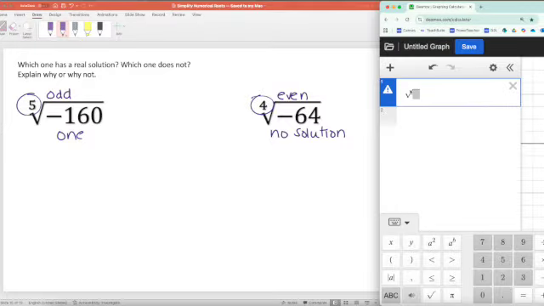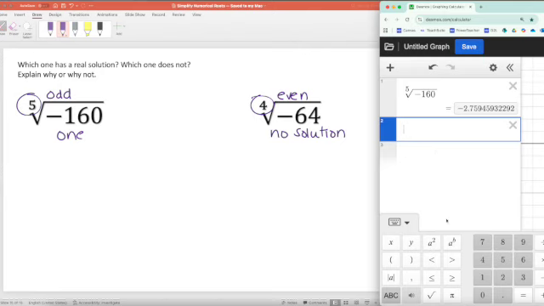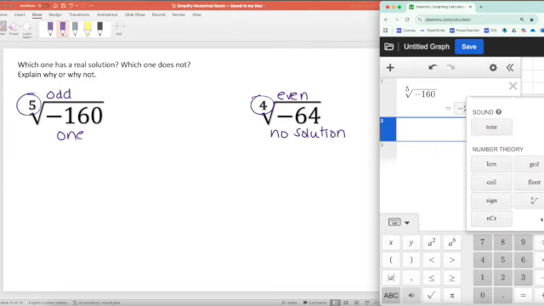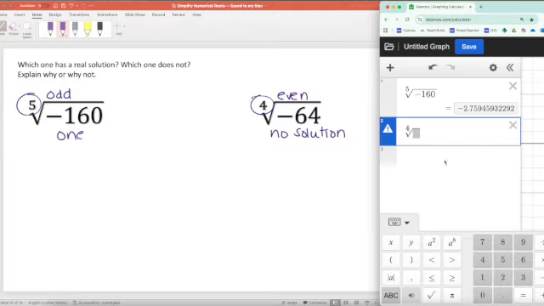So up here you can type the index, which is 5, and you type negative 160, and you can see here it does give me a real number as my solution. If I go to the next row, there's another way to do this. You can also go to the functions menu and scroll all the way to the bottom to number theory and select the nth root symbol, and then type the index, which is 4, and then negative 64, and you can see Desmos tells me that's not defined.